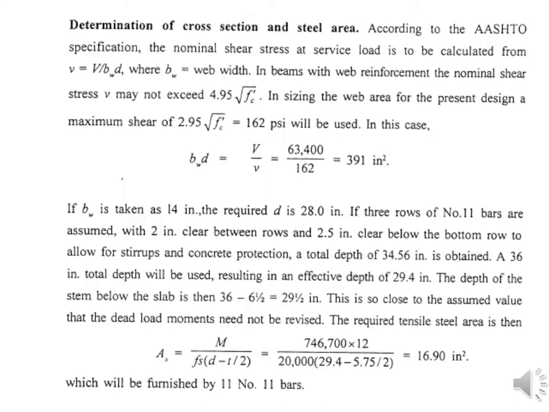The required steel area is then A equal to M divided by fs multiplied by d minus b by 2, which is 746700 multiplied by 12 divided by 20,000 multiplied by 29.4 minus 5.75 divided by 19, equal to 16.90 square inches. So we will provide 11 number 11 bars.